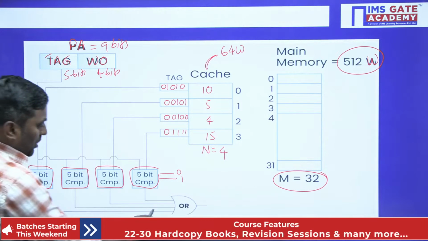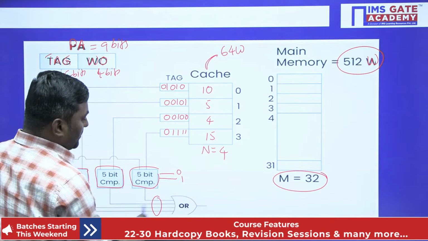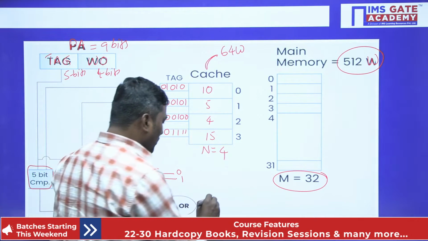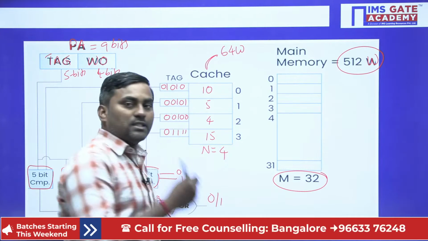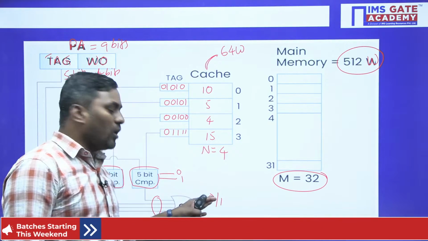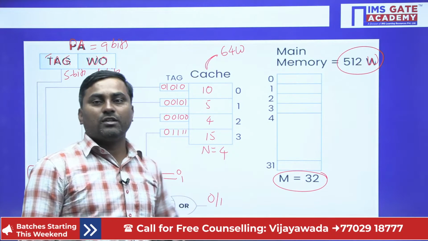So the 4 lines are connected to an OR gate. Either one of the lines will be 1, or all are 0. So the OR gate output will show either 0 or 1, telling whether it is a hit or a miss. Getting my point, all of you? The OR gate gives either 0 or 1, nothing but hit or miss.